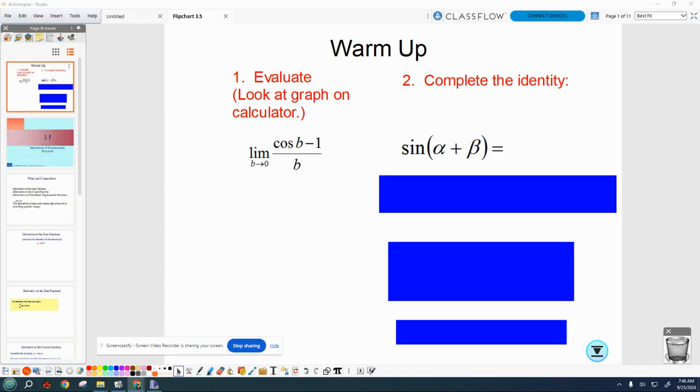Okay, so yeah, I asked you guys to look on the graph for these things. If you don't have your calculator out, you're not doing the right thing.